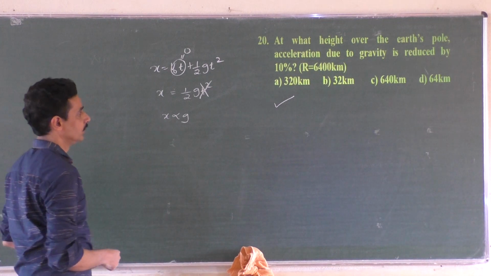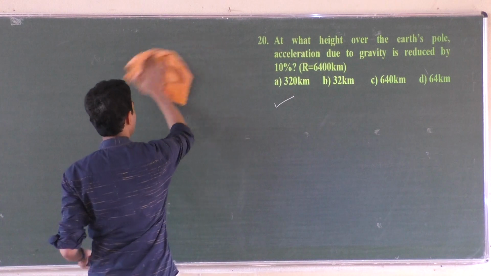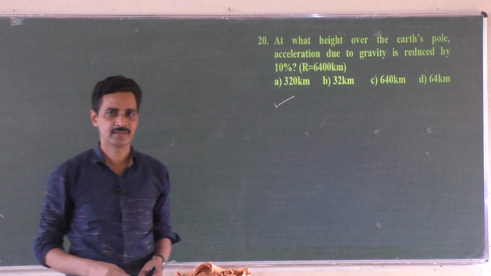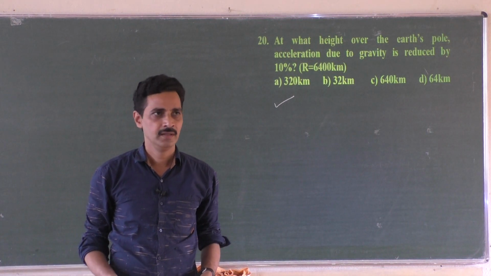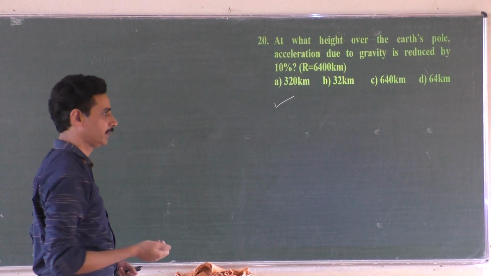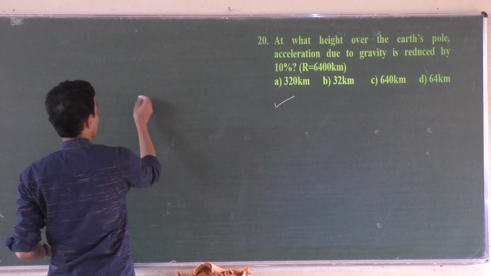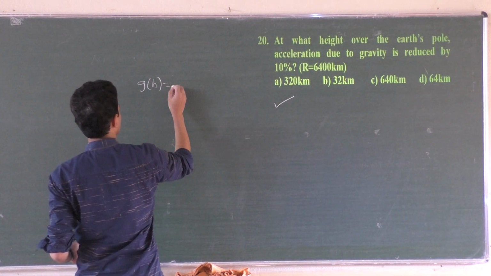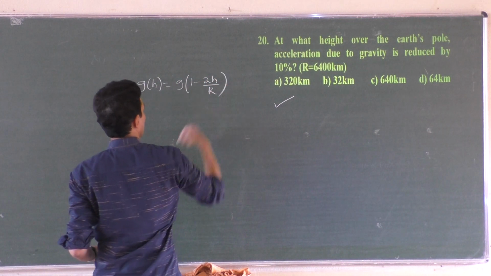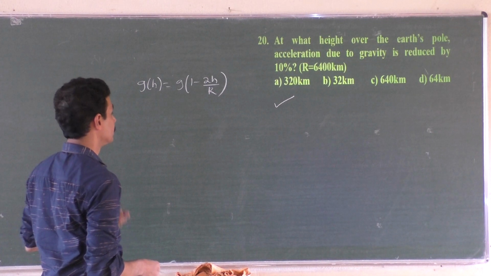At what height over the earth's pole is acceleration due to gravity reduced by 10%? That means you have to take 90%. Whatever you have as the acceleration due to gravity on the surface of the earth is taken as 100%. Whatever you have to calculate at that point should be taken as 90%. 90/100 is 0.9, 100/100 is 1. So g at height h is equal to g into 1 minus 2h/r.